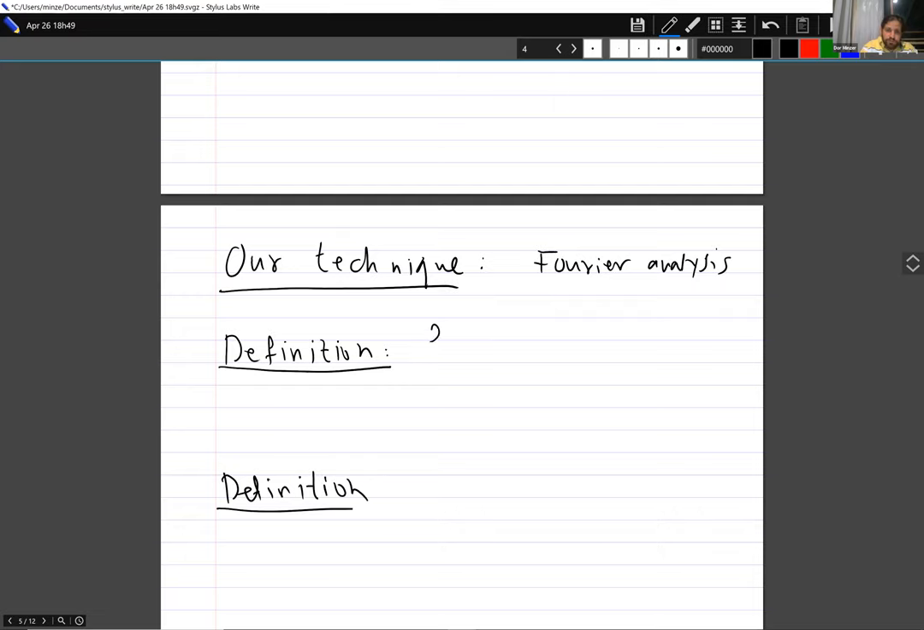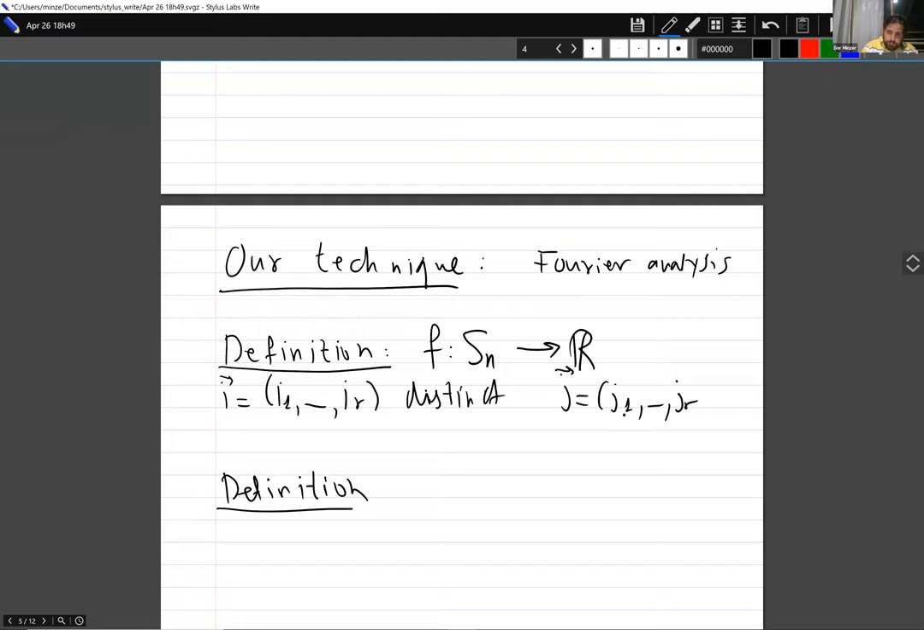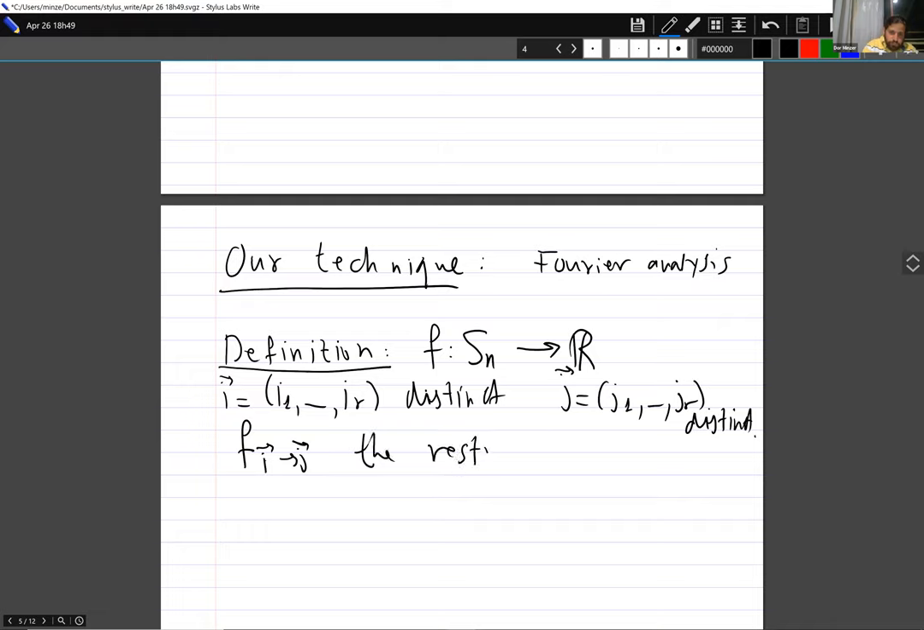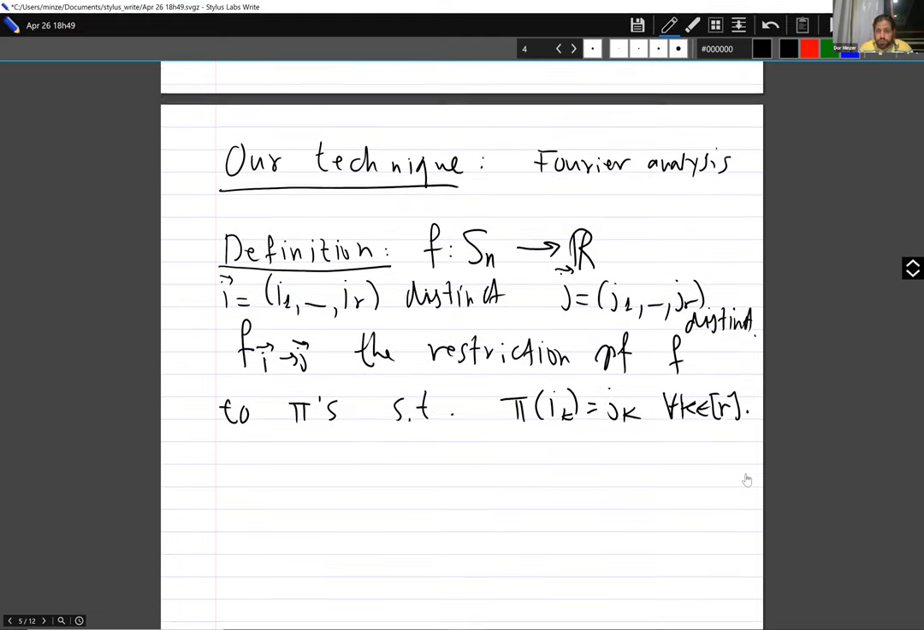So suppose I have a function from Sn to R, and I have a tuple of indices I that are all distinct, and also J, all distinct. Then I denote f I goes to J the restriction of f to the pi's such that pi of ik is equal to jk for all k. This is a standard notion of restrictions.